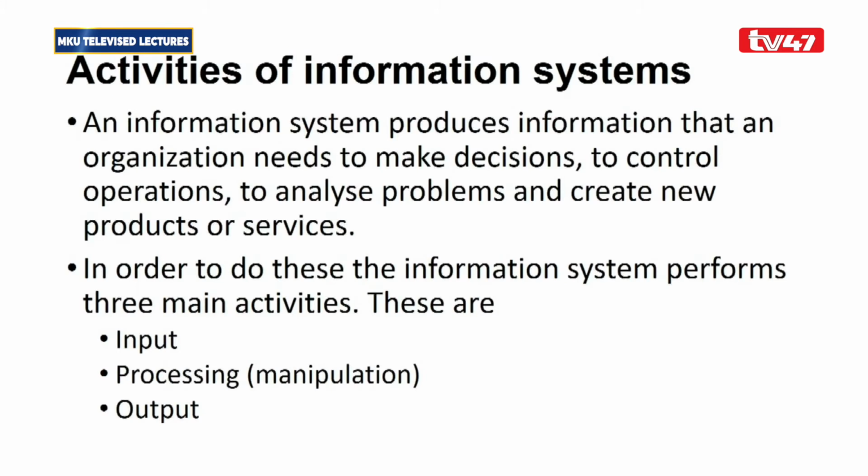Then let's look at the activities of an information system. Now, an information system produces information that an organization needs to make decisions, to control its operations, to analyze problems, and to create new products or services. These are basically the things that any information system endeavors to do for you. An information system will need to help you make decisions, and decisions that are worthwhile.